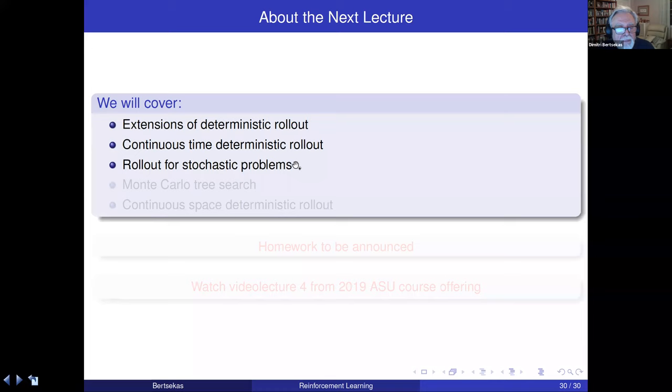Then look at probabilistic approximation and Monte Carlo research, and then look at continuous space deterministic rollout as a prelude to looking at model predictive control. Continuous space, so we don't have a finite number of controls at every state, we have a continuum of controls.